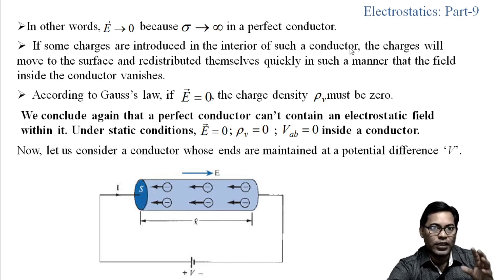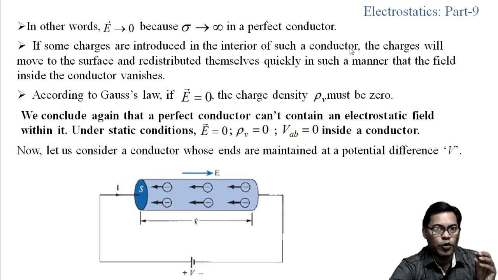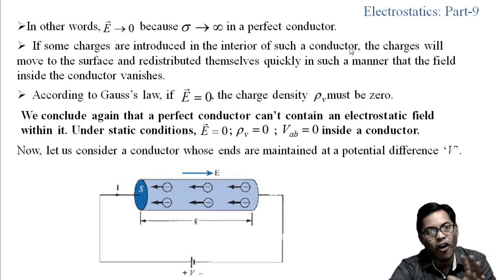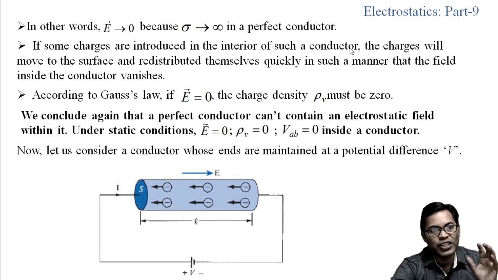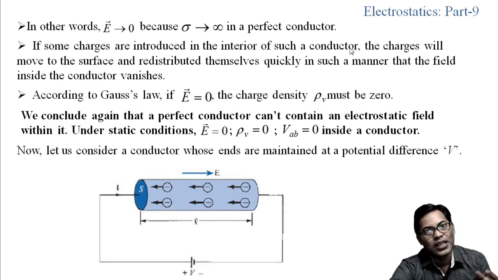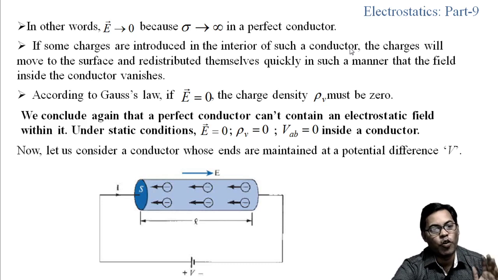Now inside the conductor the electrostatic field is 0. If we introduce some charge in the interior of such a conductor, then the charges will move to the surface and redistribute themselves quickly in such a way that the field inside the conductor vanishes. So ultimately, we can say if we apply some extra charges inside the conductor, the electrostatic field inside the conductor will always be 0.